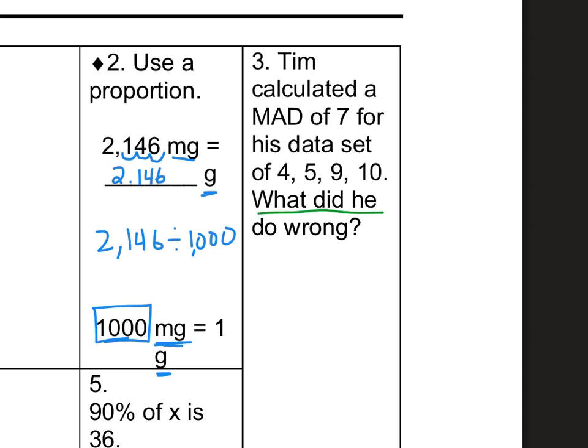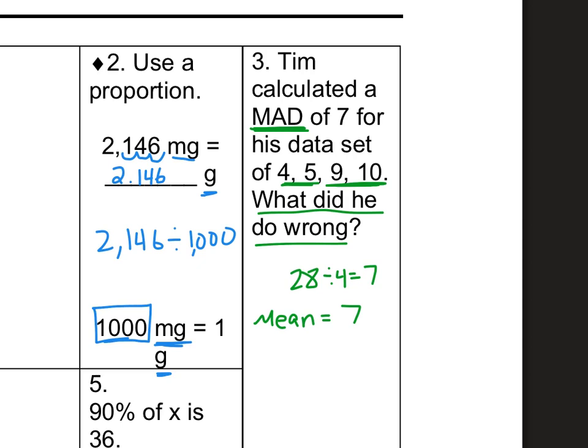So I like these kinds of questions. What did he do wrong? Change my color too. So remember, MAD is the distance of each number from the mean. So in order to calculate the MAD, you first have to calculate the mean. So let's do that. So this would be 9, and this would be 19, which is going to be 28. And 28 divided by 4 is 7. So the mean, right, the average is 7, because remember the mean is to add them all up, then divide by how many there are.